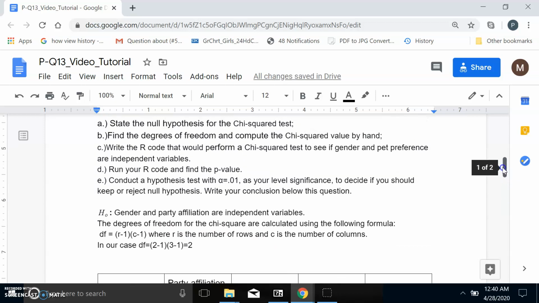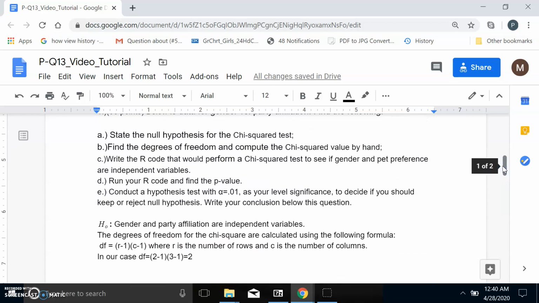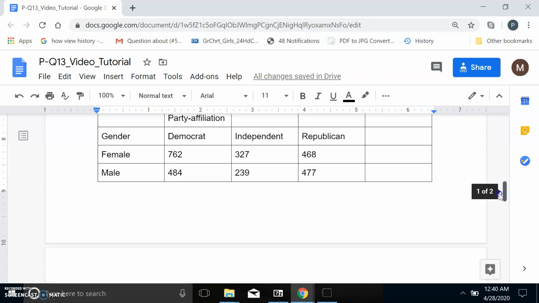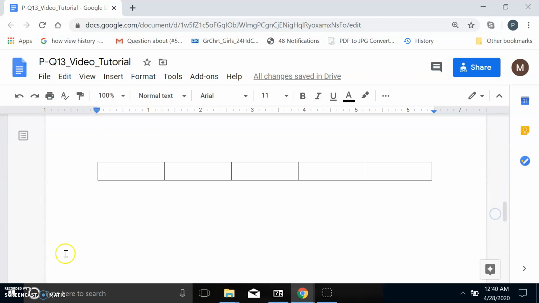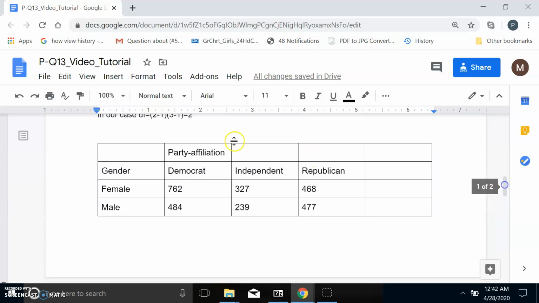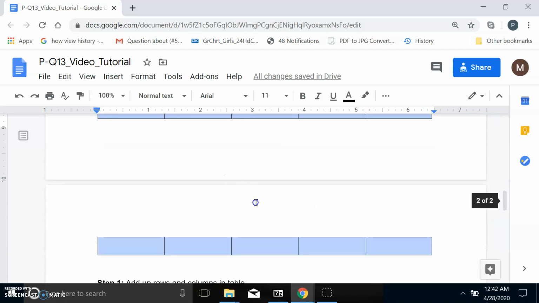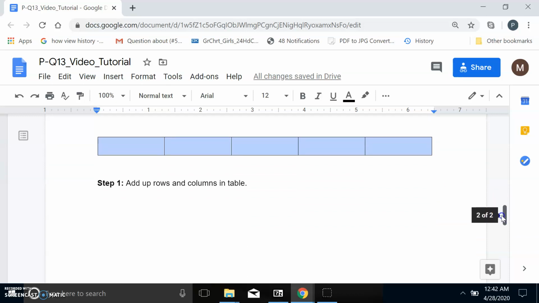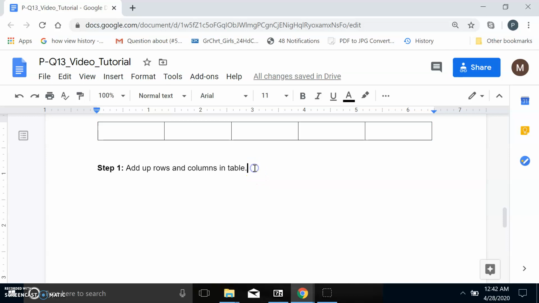Now it says to compute the chi-squared value by hand. So let's start doing that. Let's look at the steps, starting with step 1. Step 1 says add up all rows and columns in the table. So let's take our table up here, take the whole table, copy it, and paste it down here.